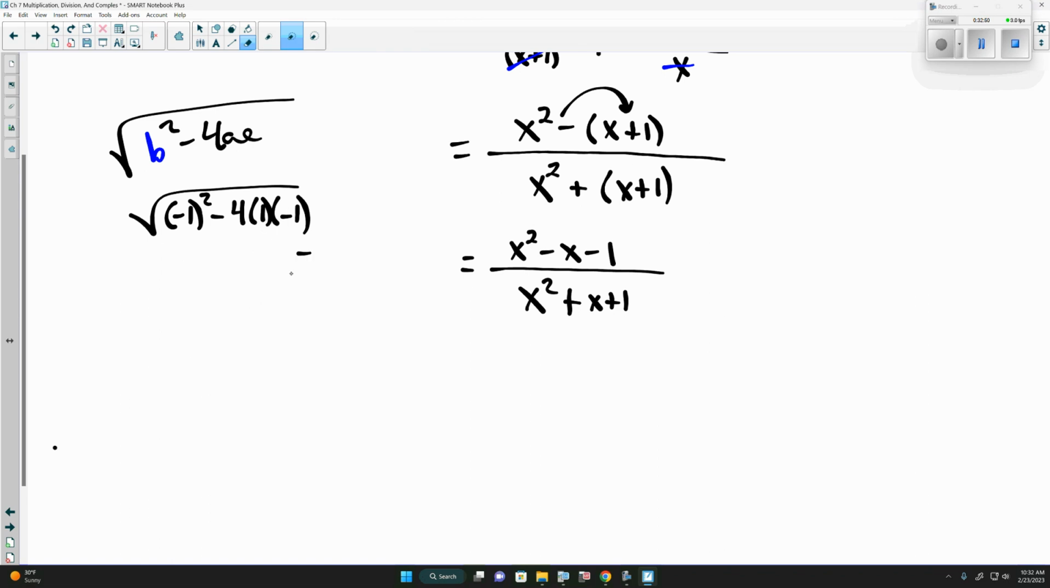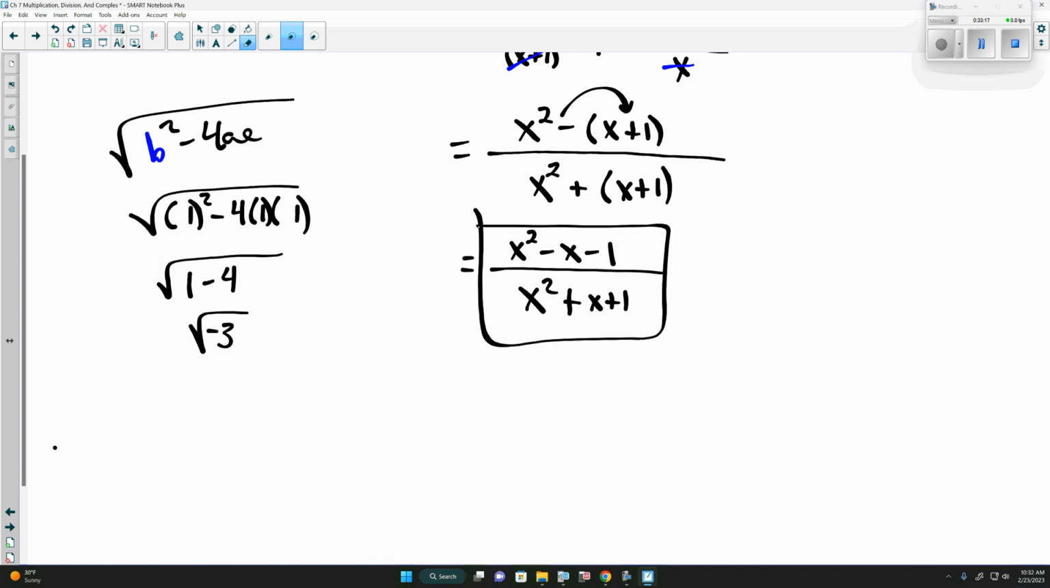Erase all this here. The only difference between it and the denominator is that b and c are both positive, yes? Negative 1 squared is 1. Negative 4 times 1 is negative 4. Times 1 is still, square root of negative 3. Again, it doesn't simplify to a nice rational number. So the numerator and denominator do not factor. So this is it here.